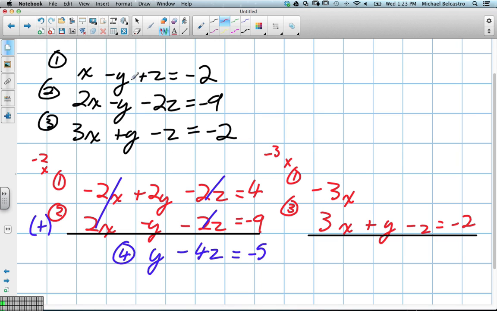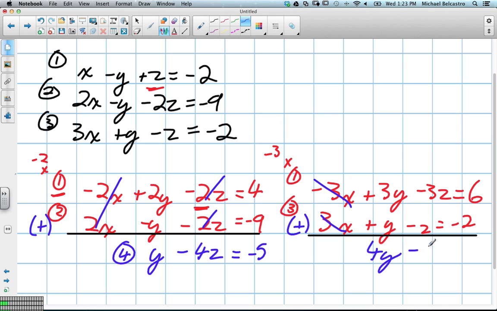This one I multiplied by -2. So let's go back to this one here. We're multiplying it by -3, so this becomes positive 3y, negative 3z, and -3 times -2 is our 6. So same idea. We're going to add again. These will cancel out. This becomes 4y, this becomes -4z, and this becomes the value of 4. So we have equation 4 and 5.